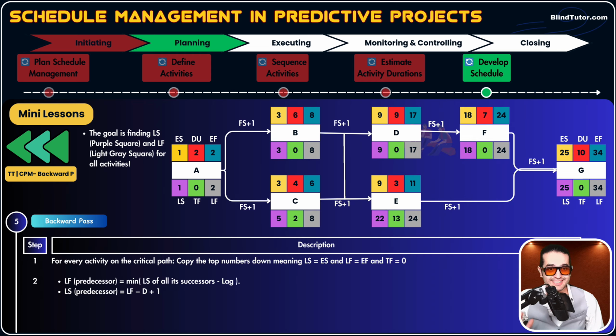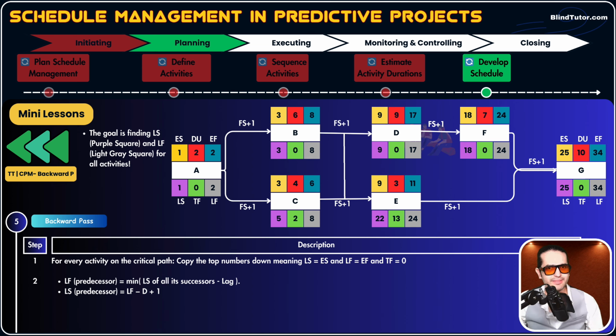Now let's calculate the late start of activity E. Late start of activity E equals late finish of activity E minus duration plus 1. What's the late finish of activity E? 24. What's the duration? 3. That red square is the duration. Okay, so 24 minus 3 plus 1 equals 22. So 22 is the late start of activity E.